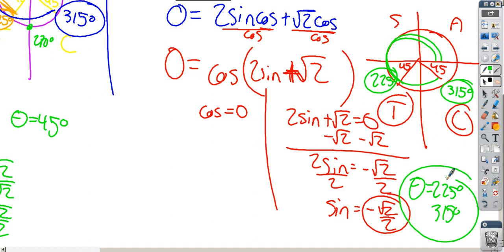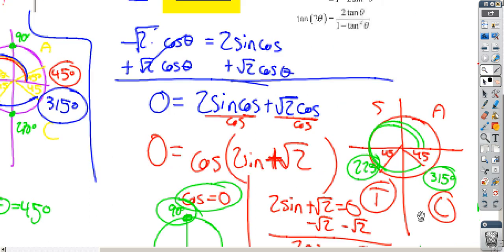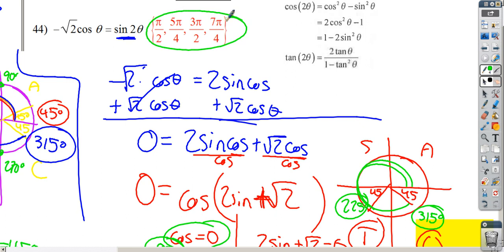And then our other two solutions are going to come from right here. Where is cosine 0? Cosine is the x-coordinate, and the x-coordinate is 0 right here at 90, and right down here at 270. So 270, 90, 225, and 315 are our four solutions for that one. And I'm sure they're going to give them to us in radians, but those are right. 90, 225, 270, 315, these four things right here are those except in radians instead of degrees.